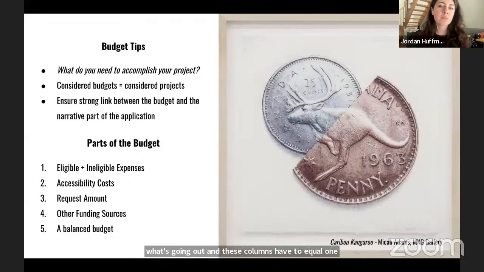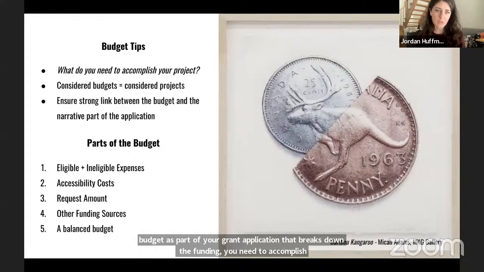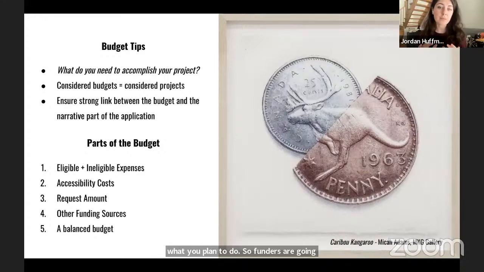So in most cases, you'll need to provide a budget as part of your grant application that breaks down the funding you need to accomplish what you plan to do. So funders are going to look for a clear summary of the expected expenses that aligns with the project you've described and the deliverables you've included in the written part of the application. So budgets are just a way of demonstrating that you've thought through the scope of your project.